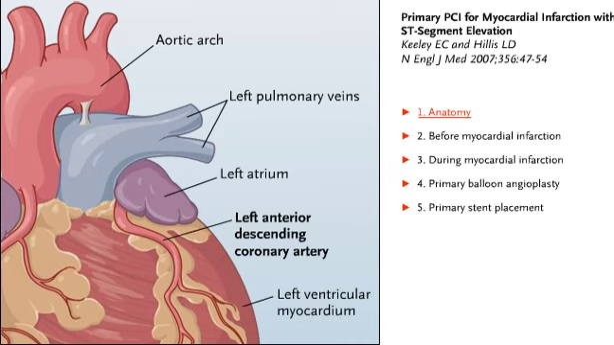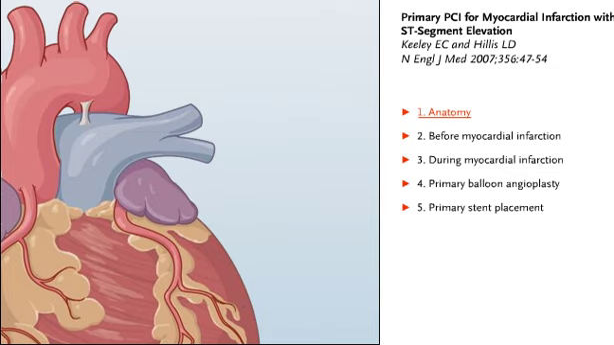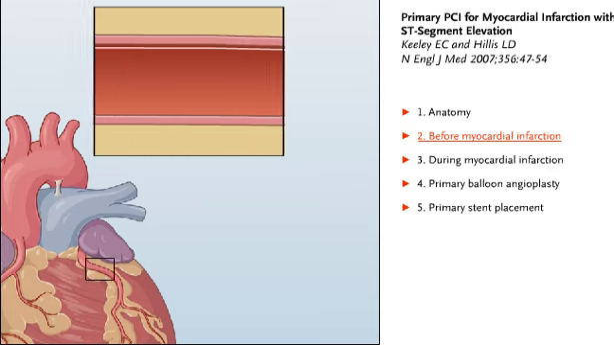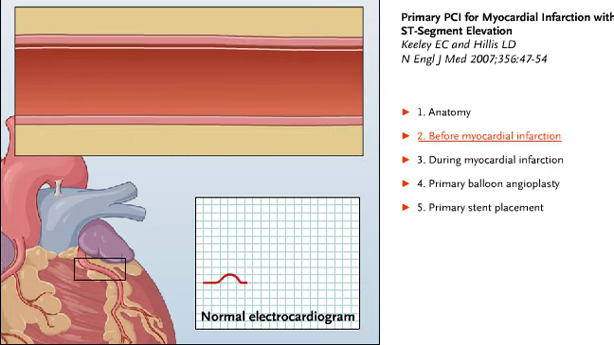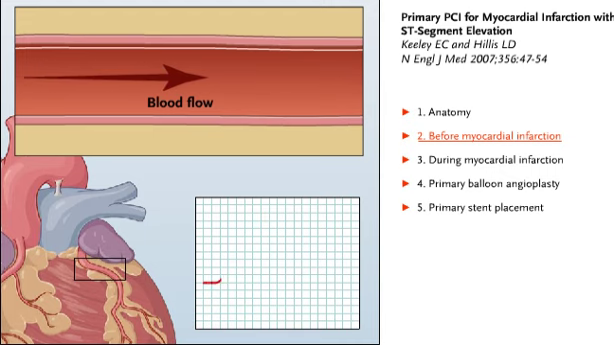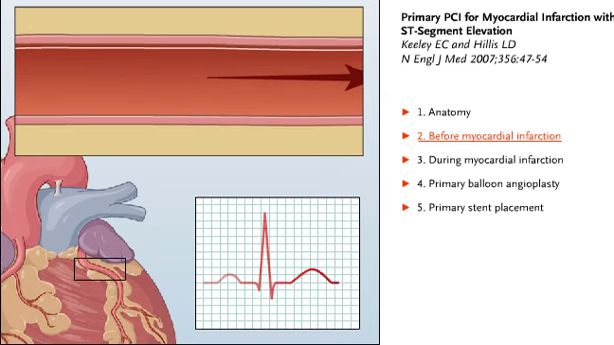Primary percutaneous coronary intervention for acute myocardial infarction with ST segment elevation. Under normal circumstances, the flow of oxygenated blood to the myocardium in the coronary arteries is unimpeded. As a result, the oxygen demands of the heart muscle perfused by the artery are met by an appropriate oxygen supply. In this drawing, the myocardium on the anterior wall of the left ventricle is perfused normally by the left coronary artery. The electrocardiogram reflecting that area of myocardium is normal.